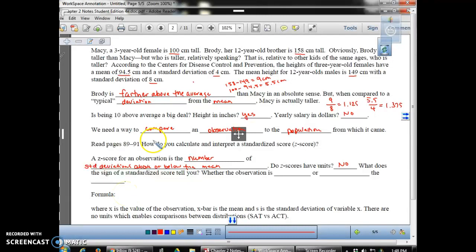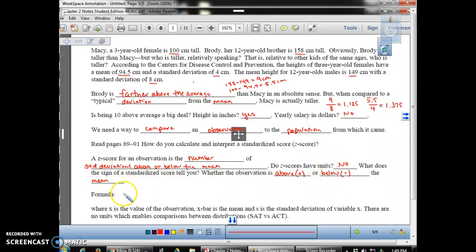So what does the sign of a standardized score tell you? It's very important. It tells you whether the observation is above the mean, and if that's the case, you get a positive, or below the mean, and if that's the case, you get a negative. So the sign is very meaningful. So it's not just in an absolute sense. The sign tells you if it's positive, it's above the mean. If it's negative, it's below the mean.